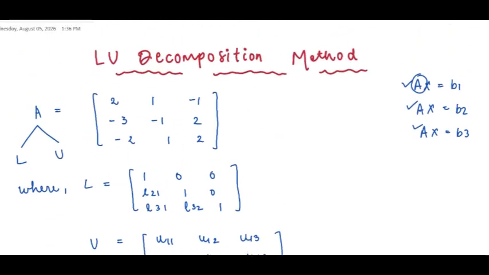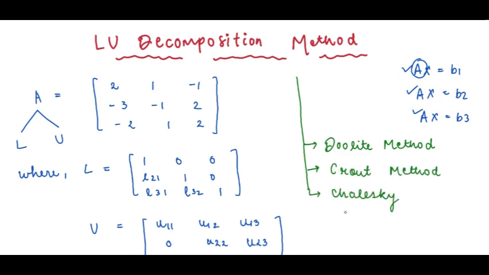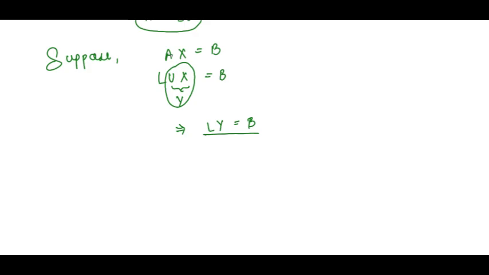There are several methods of obtaining LU decomposition, but the most common are the Doolittle method, the Crout method, and the Cholesky decomposition. In today's lecture, we'll study the Doolittle method. Its defining characteristic is taking the diagonal elements of L equal to 1.